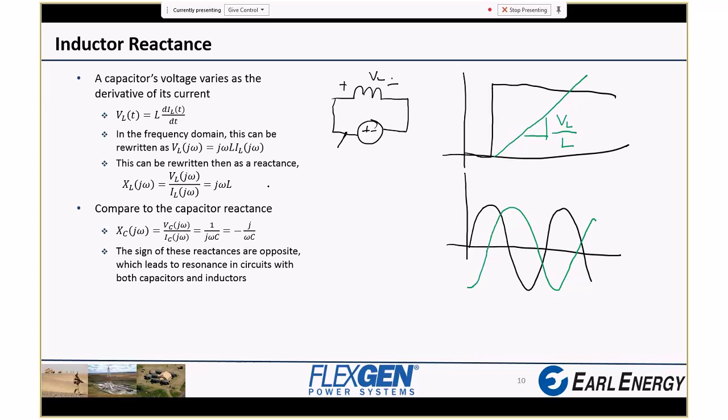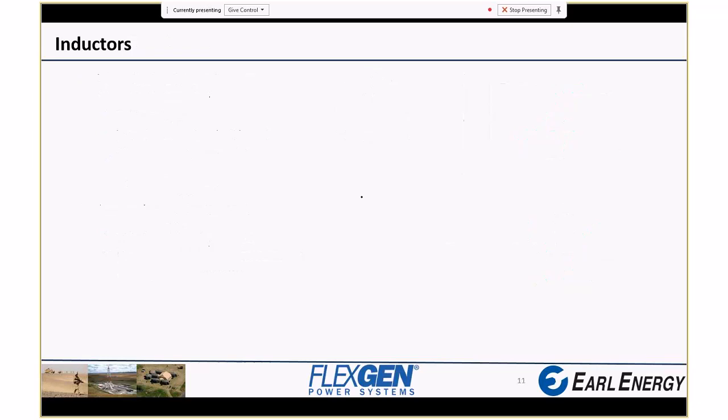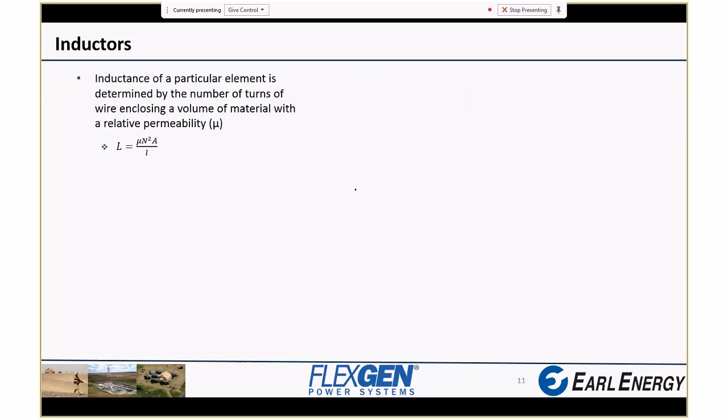Let's see. I'll stop here. Any questions on things I left out about inductors? Let's look at the last page. All right. Okay.